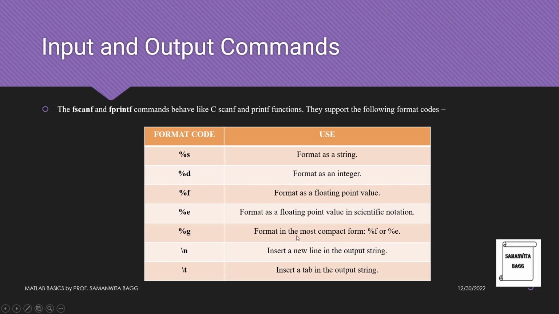%g is the format in the most compact form of %f or %e. So suppose if you are writing in a compact form, you can use %g instead of %f or %e. /n is used to insert a new line in the output string. And /t is used to insert a tab in the output string.